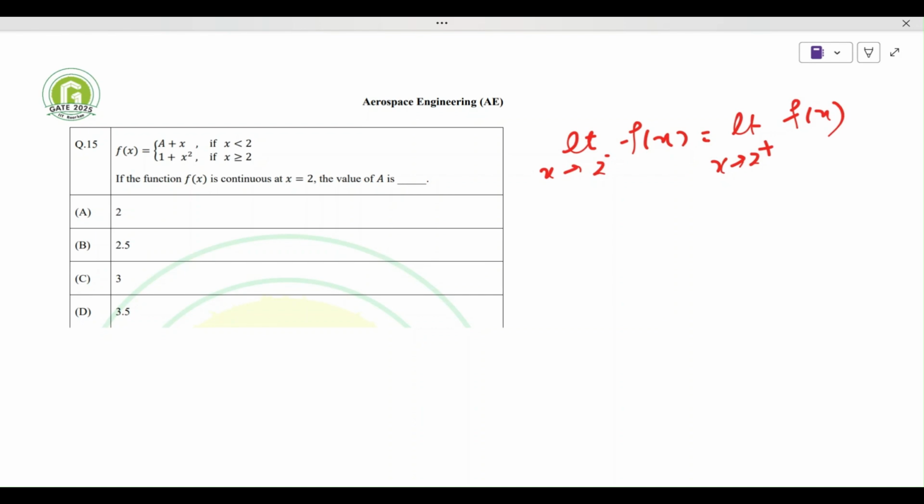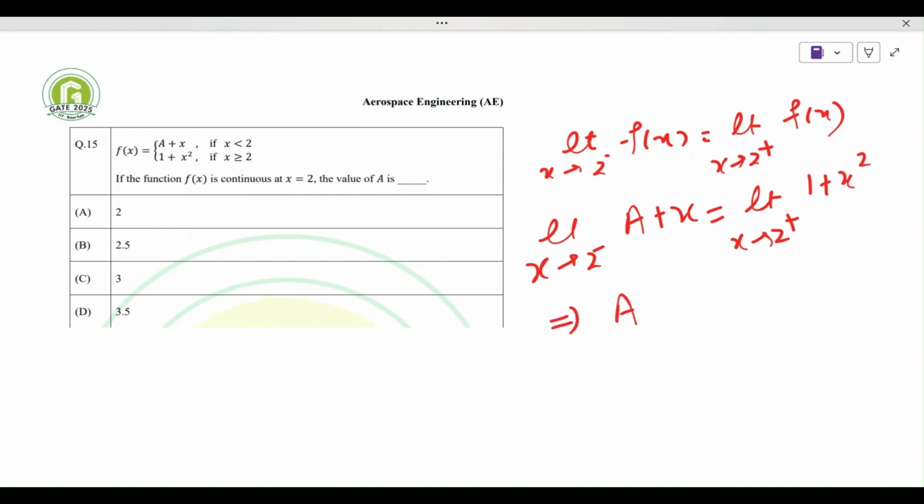Now it is already given that the function is continuous at x equals 2. So the limit as x approaches 2 negative is a plus x, and the limit as x approaches 2 positive is 1 plus x square. So we get a plus 2 is equal to 1 plus 4. So a is equal to 3, and our correct option is option C.